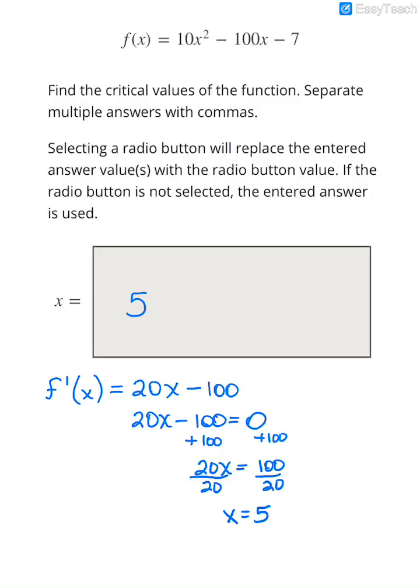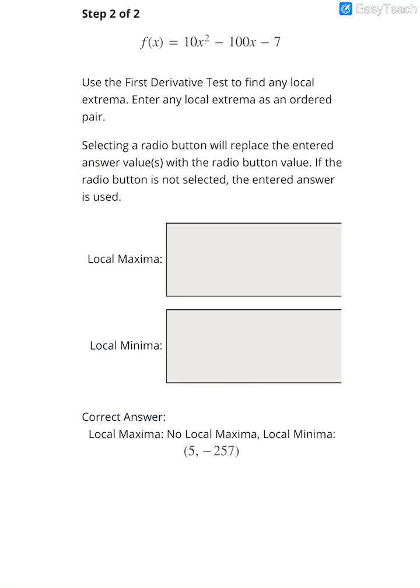Okay, for the second step of this problem, they're going to ask us to use what's called the first derivative test to find local extrema. And so local extrema refer to either what we call maximums or minimums. So anytime a graph is increasing and then it changes to decreasing, that would be considered a maximum value. If a graph is decreasing and then it changes to increasing, that is what is considered a local minima.